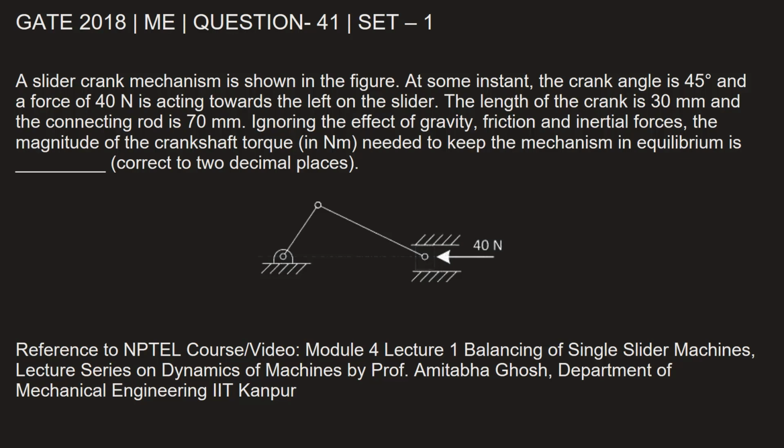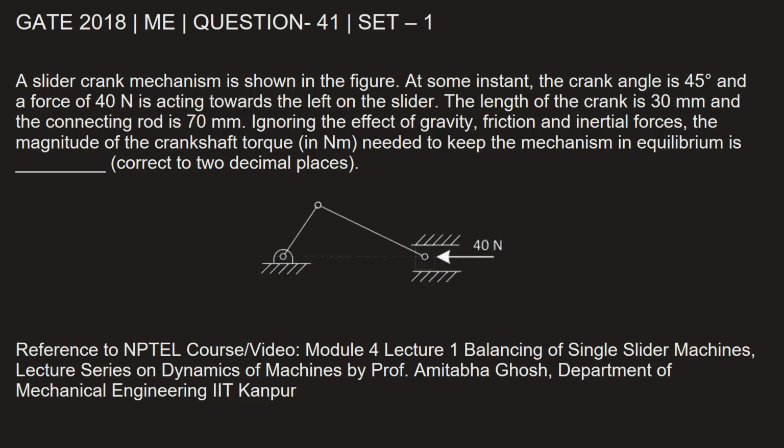This question is from GATE 2018 Mechanical Engineering paper set 1, question number 41. A slider crank mechanism is shown in the figure. At some instant, the crank angle is 45 degree and a force of 40 Newton is acting towards the left on the slider. The length of the crank is 30 mm and the connecting rod is 70 mm.